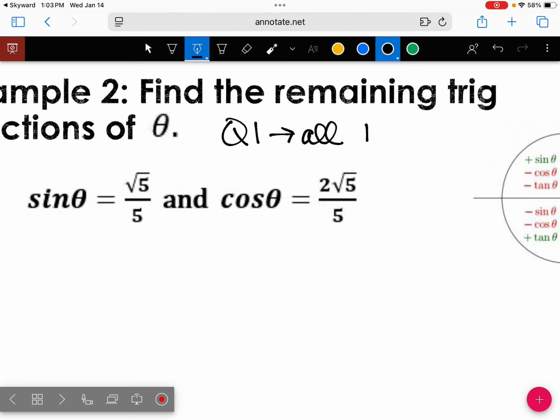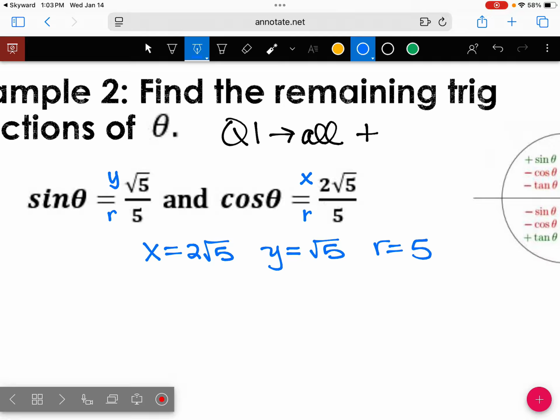It is all positive. Going back to another cutout that we had earlier in the week, sine is the same as y over r, and cosine is the same as x over r. A triangle has 3 sides, x, y, and r. We have all 3 sides. So I know that my x is going to be 2 root 5, y is square root of 5, and r is 5. They told us 2. Let's find the other 4.